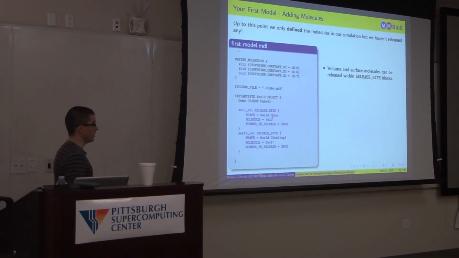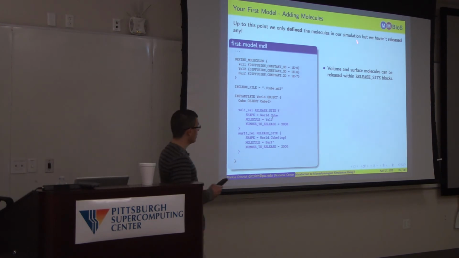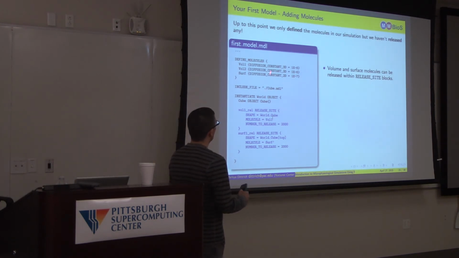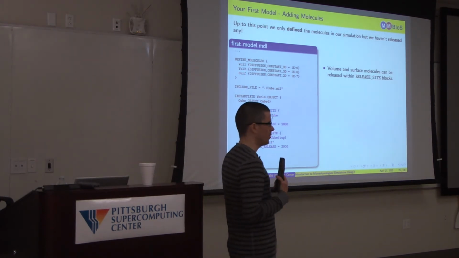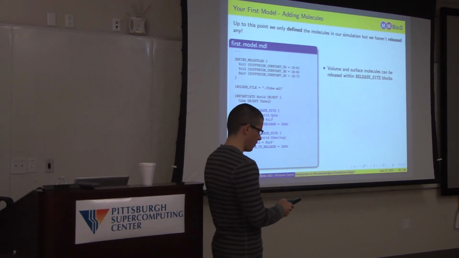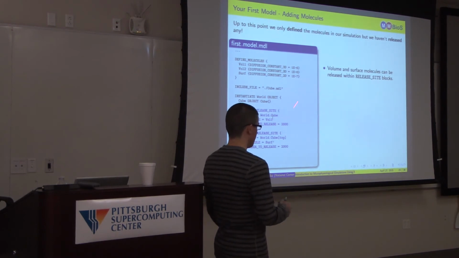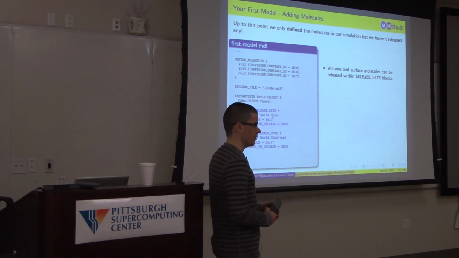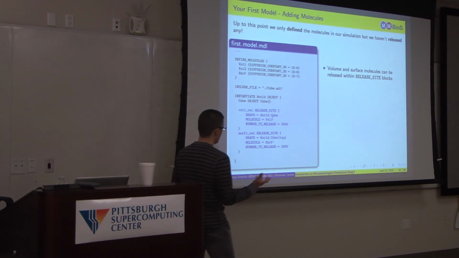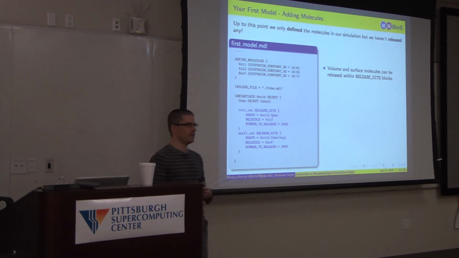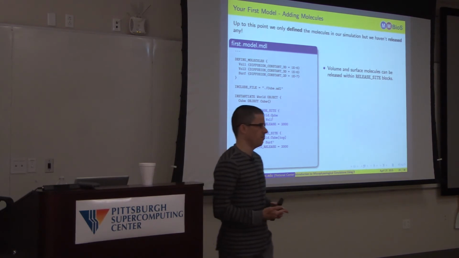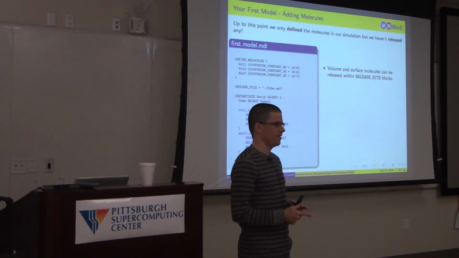All right, so basically what we've done now is we have defined molecules. Now we have to actually tell MCell what we want to do with these molecules. And one thing we might want to do is actually to release some in our model. So to release molecules, we have to tell MCell two things: where to release them and how many of them. So these are the two key things. It's the minimum you need to tell MCell.